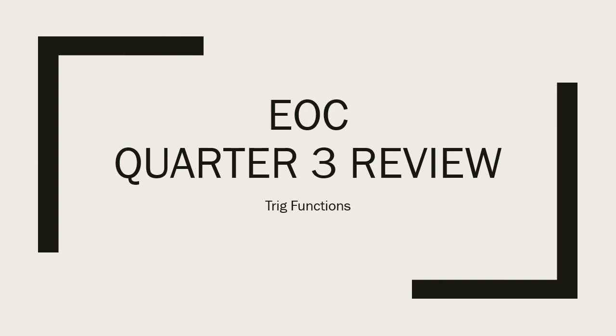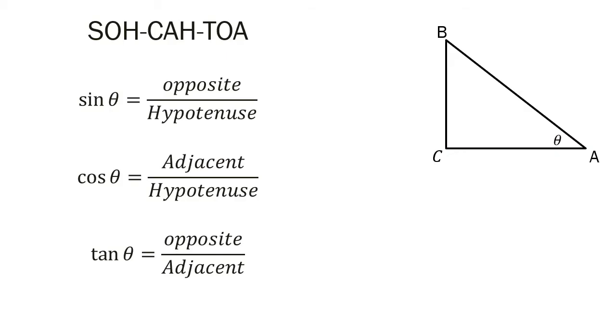Quarter 3 review: trig functions. So we have SOHCAHTOA, where we have sine based on the angle theta. Theta is right over here for us next to A. Based off of theta, we want to label our triangle.